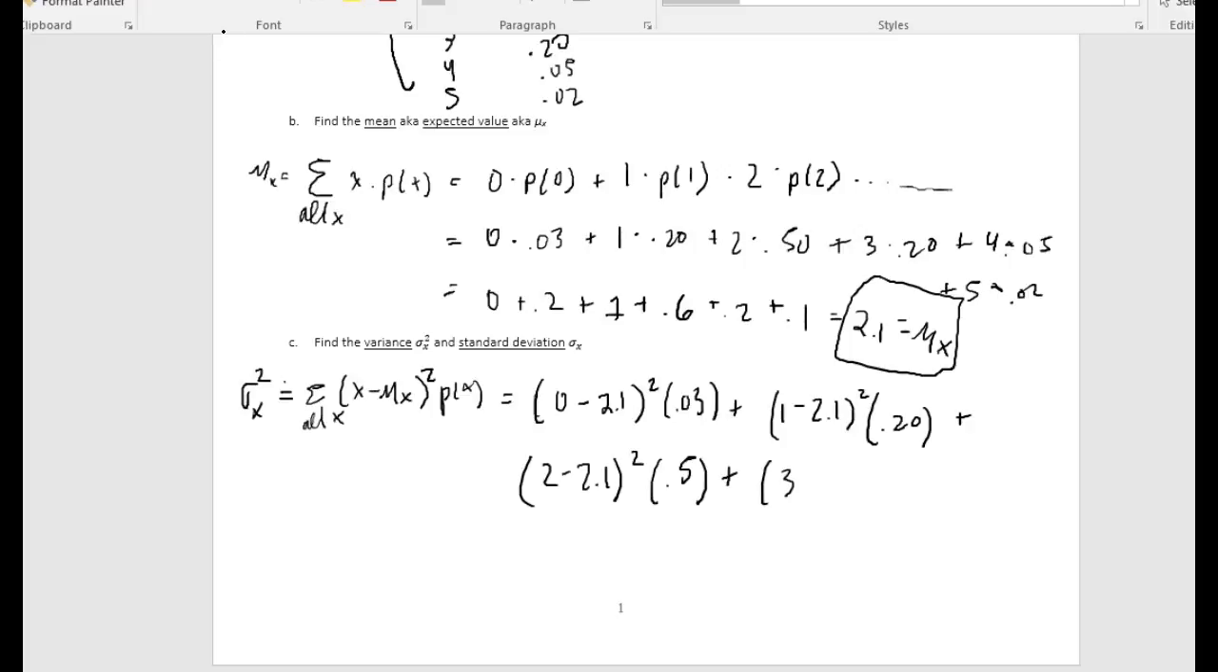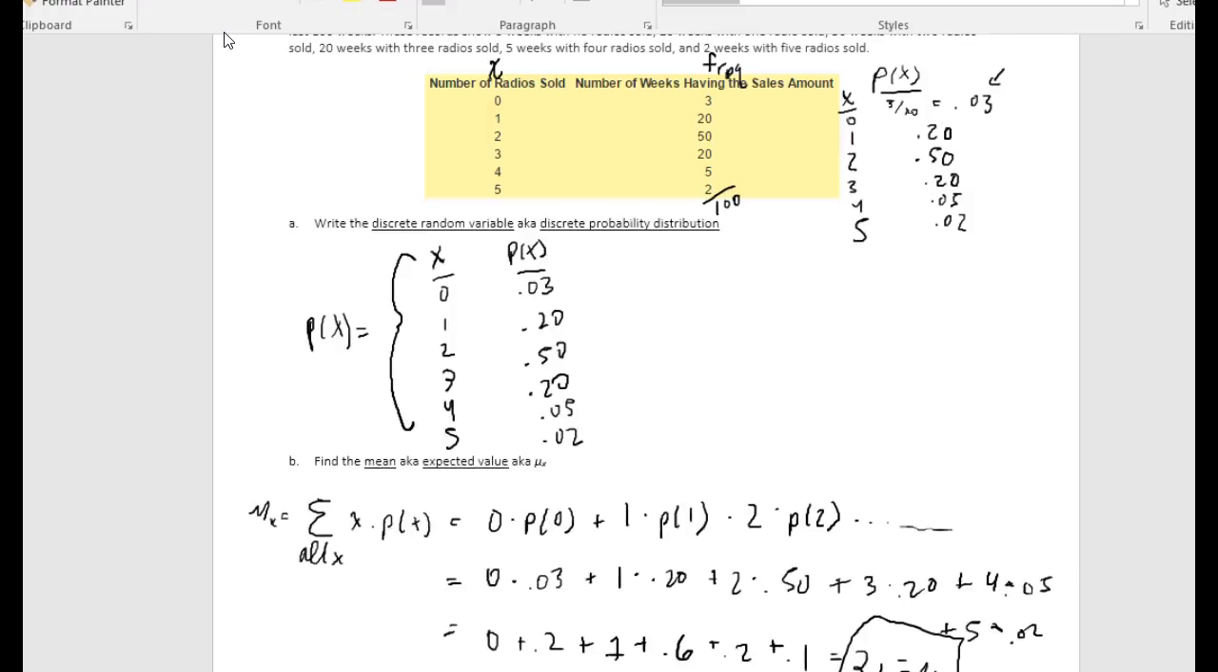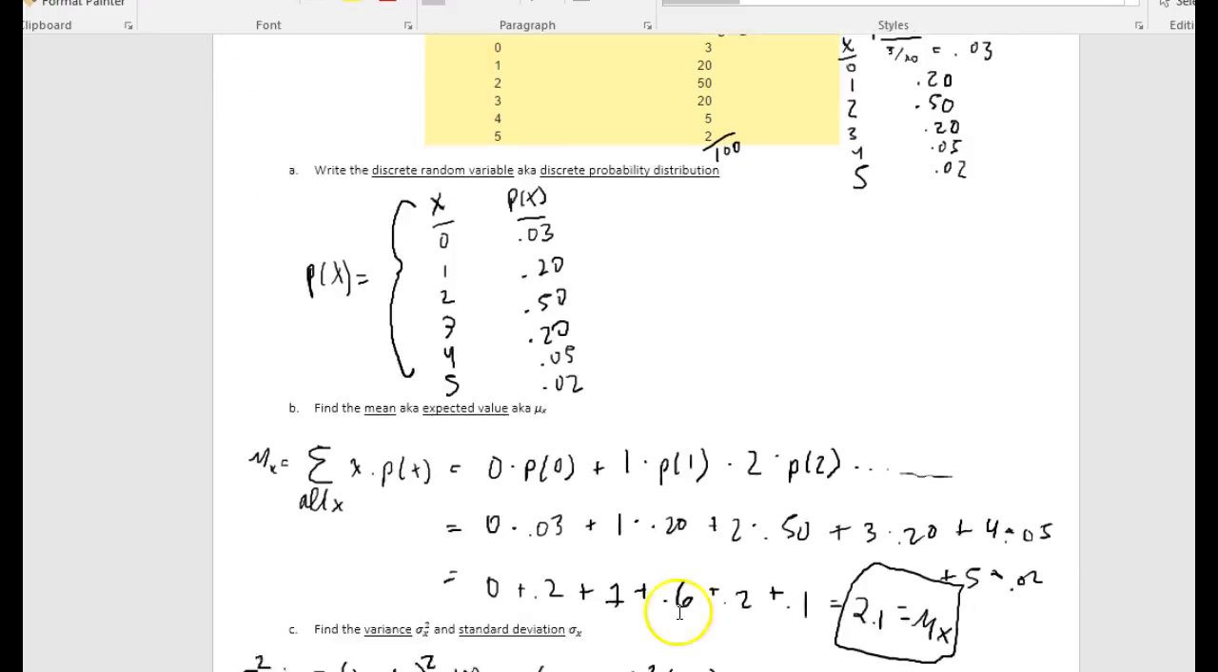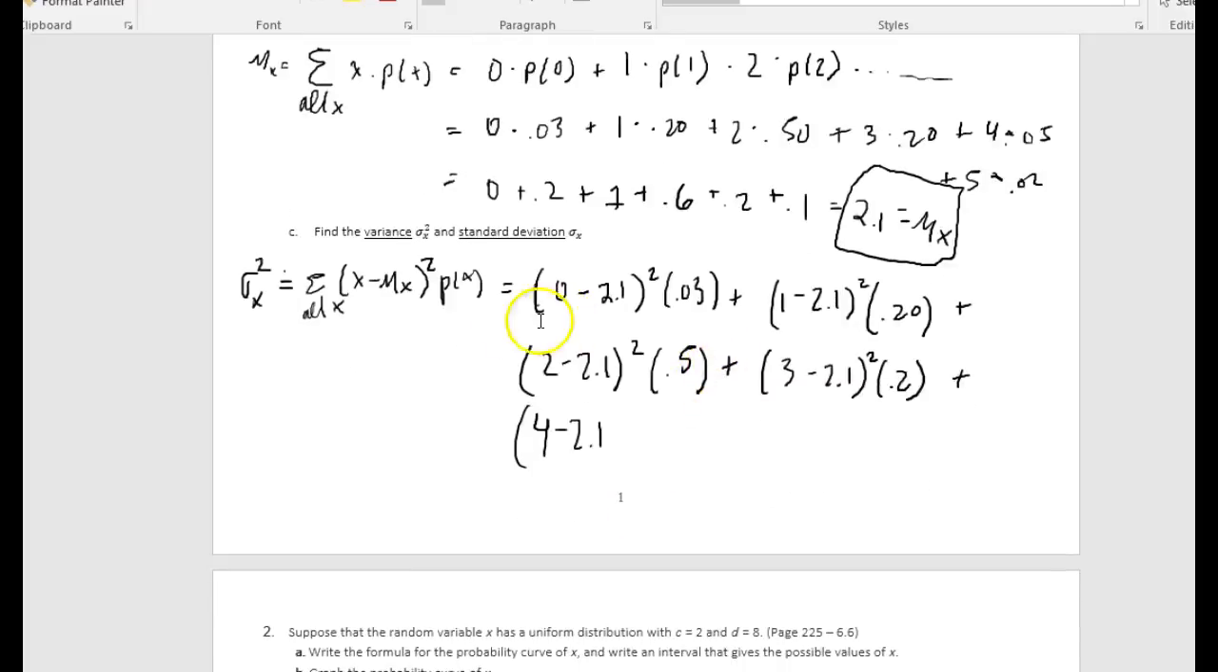And next, no. Gosh, why does it always do that? It always does that. It does not like when you make mistakes on here.